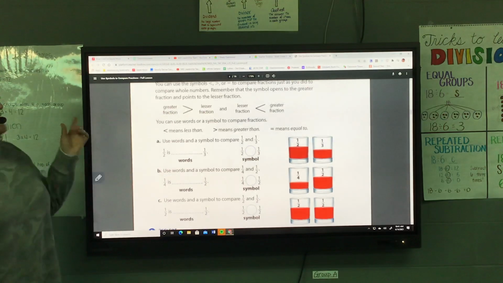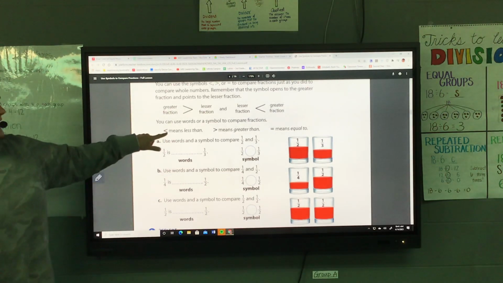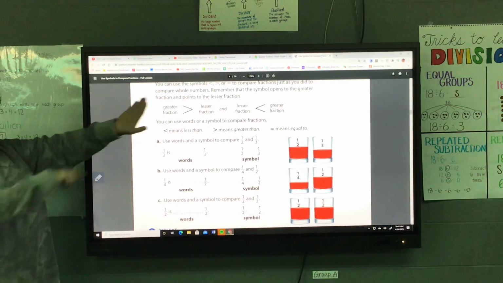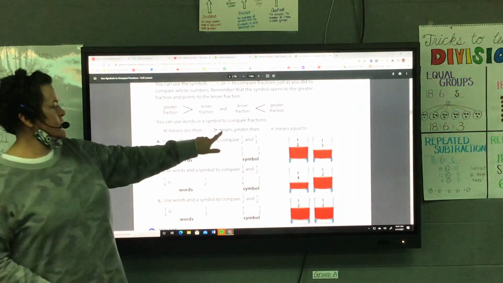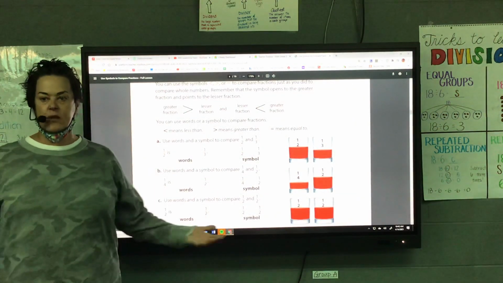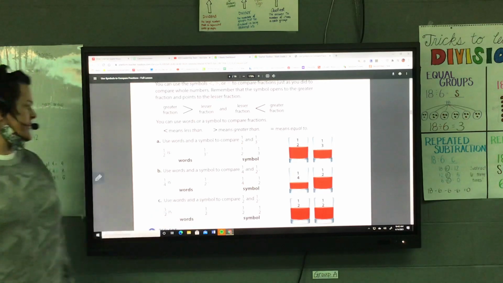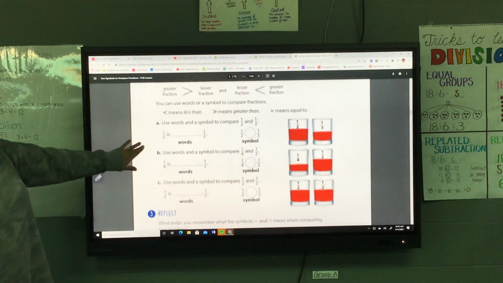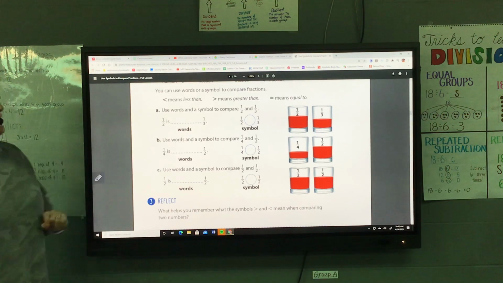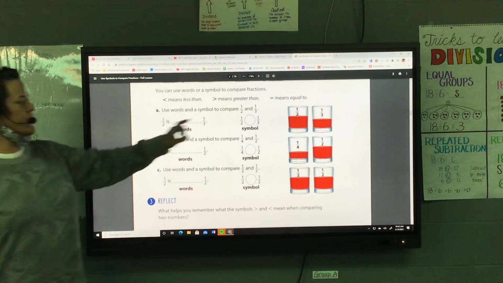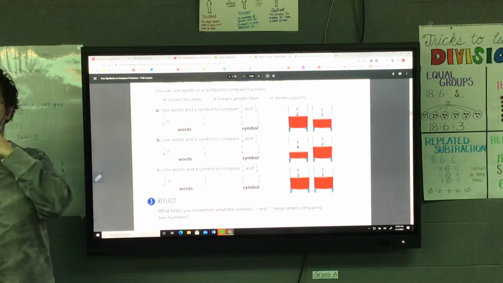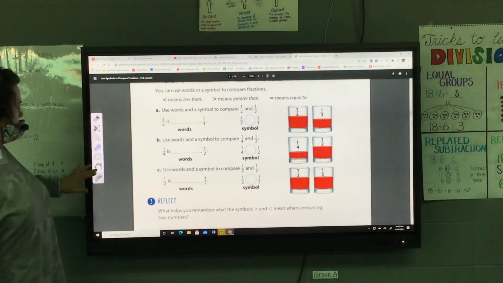All right, so just a quick reminder, the way this one goes means less than, because it makes kind of a squished L. If it's open this way, it's greater than. The equal sign means it's equal to. They are equivalent. All right, so let's look at this. Here we're going to use words to complete this. Over here we're going to use the symbols to complete this. All right, here we go.